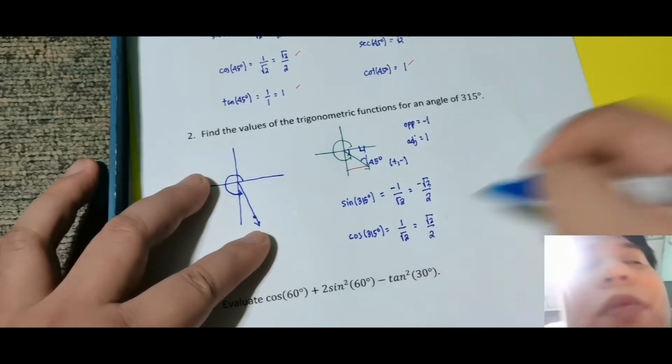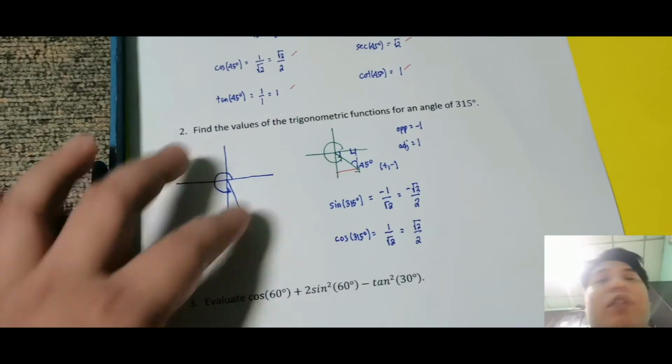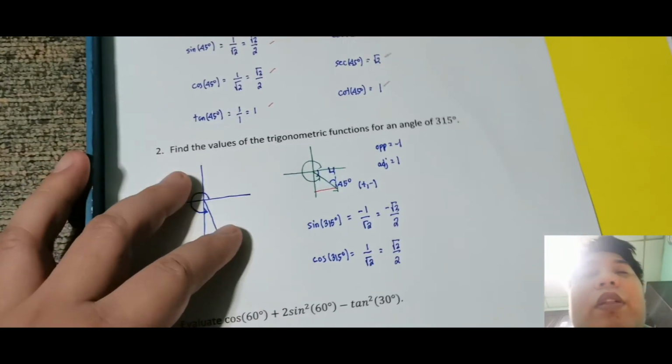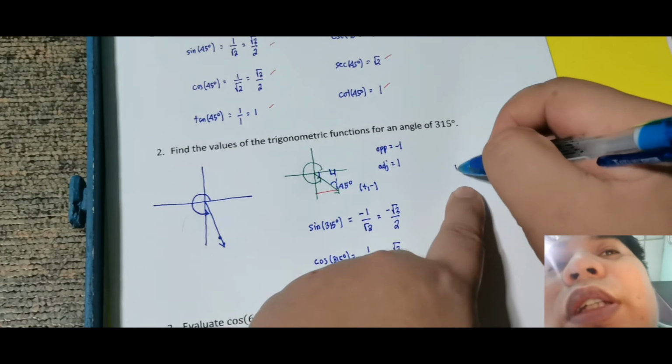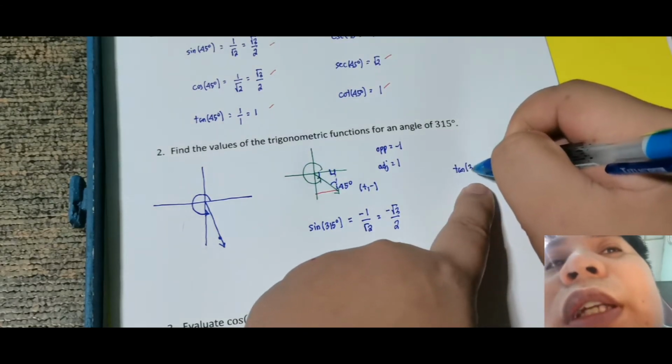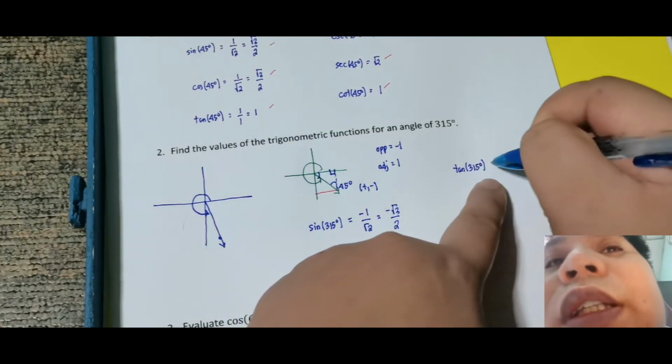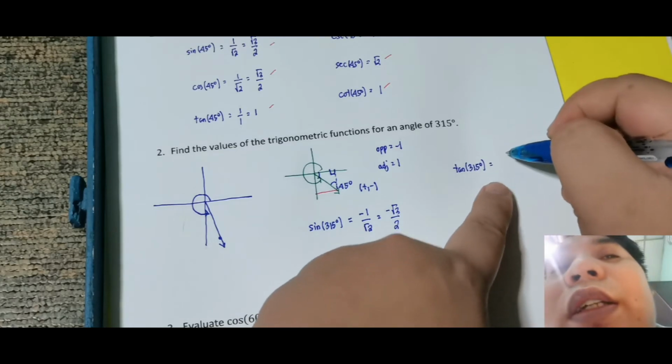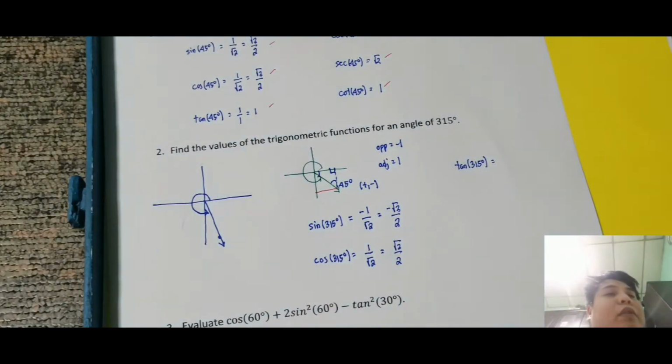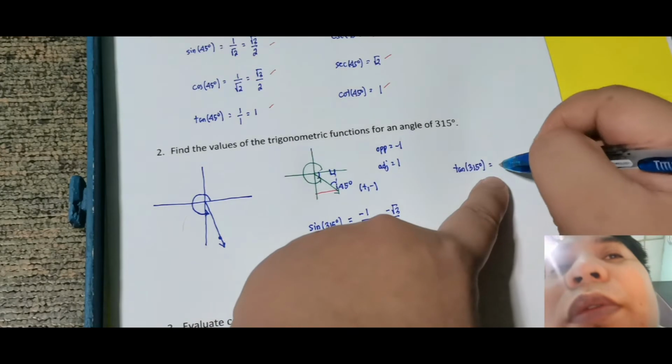Okay, so consider natin sa drawing. Mamaya ulitin ko sa drawing. Kamali yata ako sa pagka-illustrate. So this is tangent ng 315 degrees. This is square root 2. That is 1 over 1, 1 over negative 1. That is negative 1.